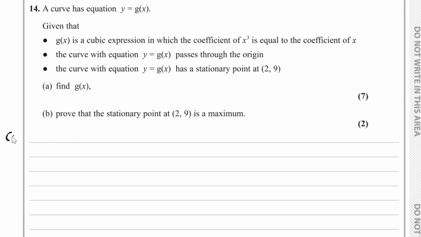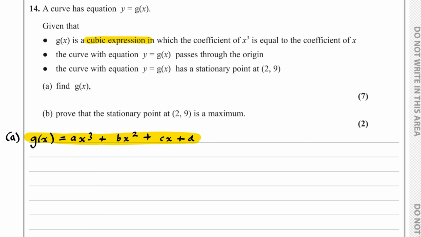Well, for part A, what we have to do over here is first of all recognise we have a cubic, and if we have a cubic, g of x is going to equal ax cubed plus bx squared plus cx plus d. Okay? So here, g of x is a cubic expression, as we see over here.